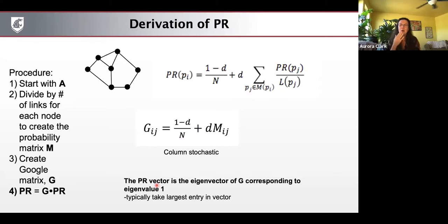And so what Sergey Brin and Larry Page did is they made a slight modification of this probability matrix M and added a dampening factor that allowed us to control some of the convergence characteristics associated with the eigenvectors and eigenvalues. And so the Google matrix is still a column stochastic matrix. And so the PageRank vector is the eigenvector of the Google matrix that corresponds to eigenvalue 1. And we take each of those entries as the PageRank value of that node. So, it's got this internal normalization characteristic in there.